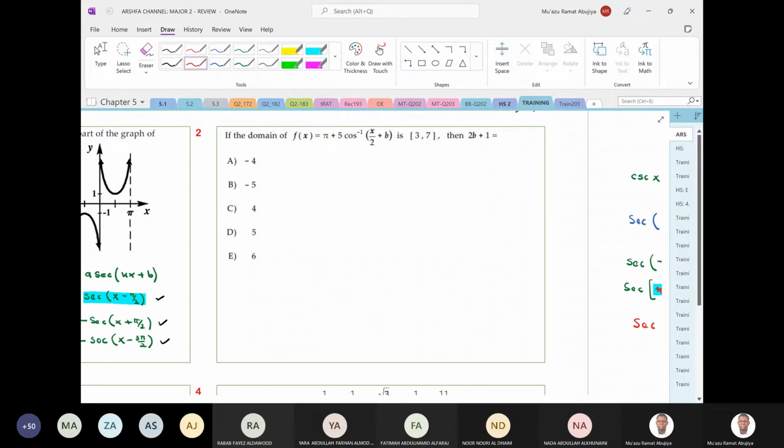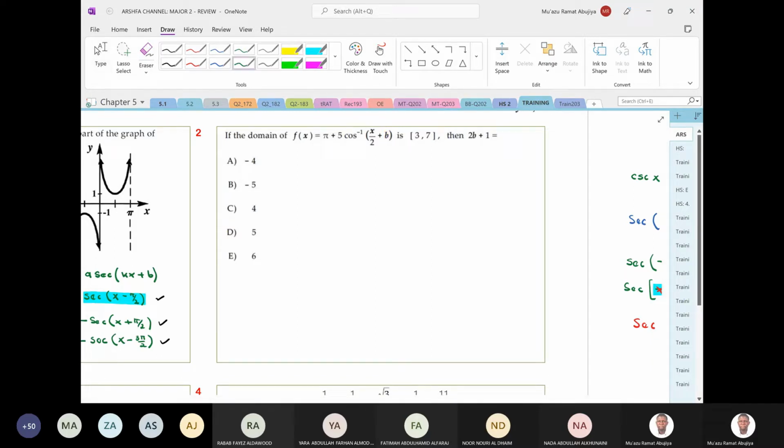The question says if the domain of pi plus 5 cosine inverse of x over 2 plus b is given in this interval, then 2b plus 1 is going to be equal to what? So our target is to find this value of b. Now, how do we do that?